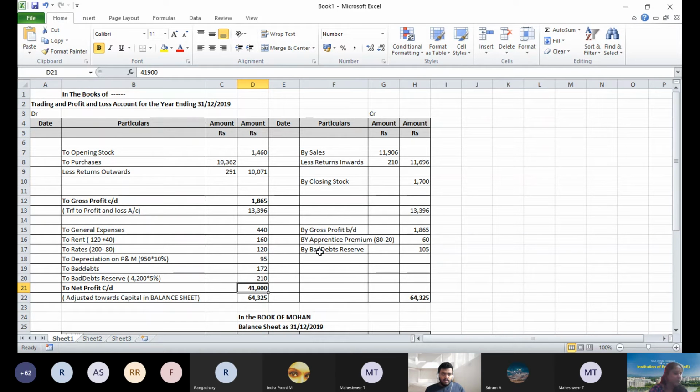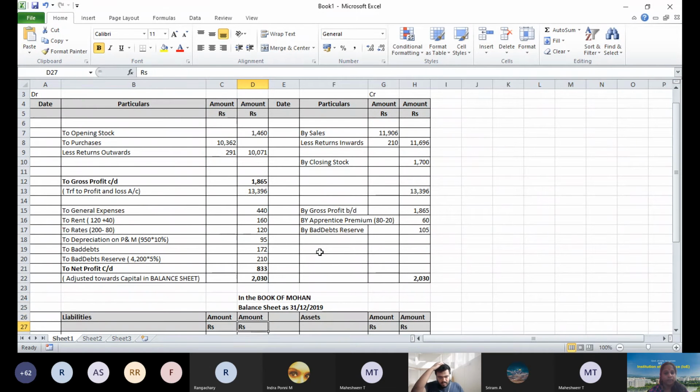Net profit, what is the amount? Now, what is the total here? 2030. My net profit, 833. Yes, thank you. 833. Now I'm coming to my balance sheet.